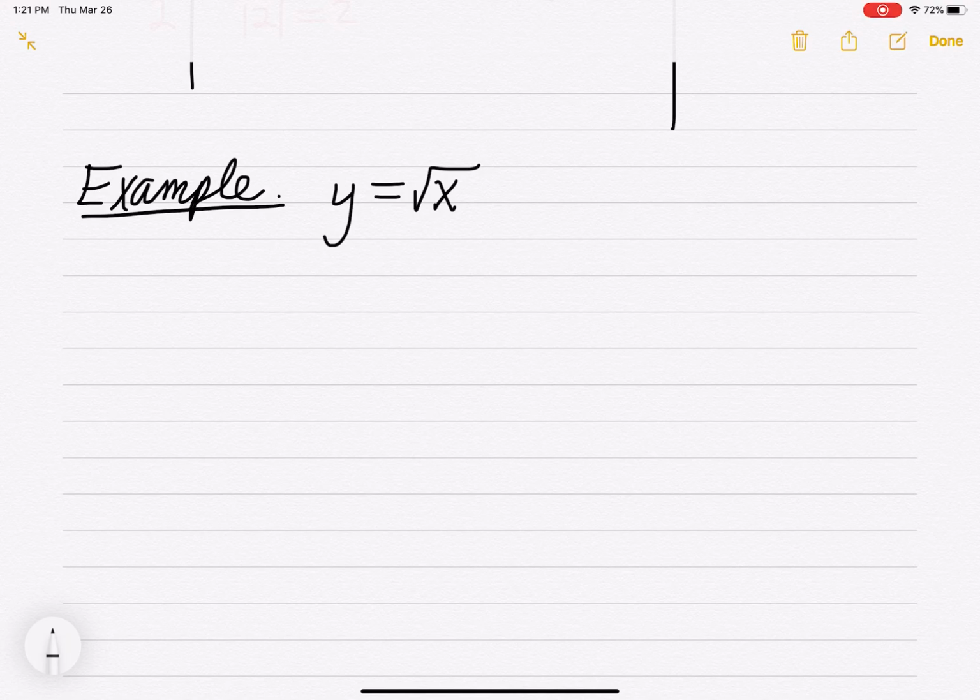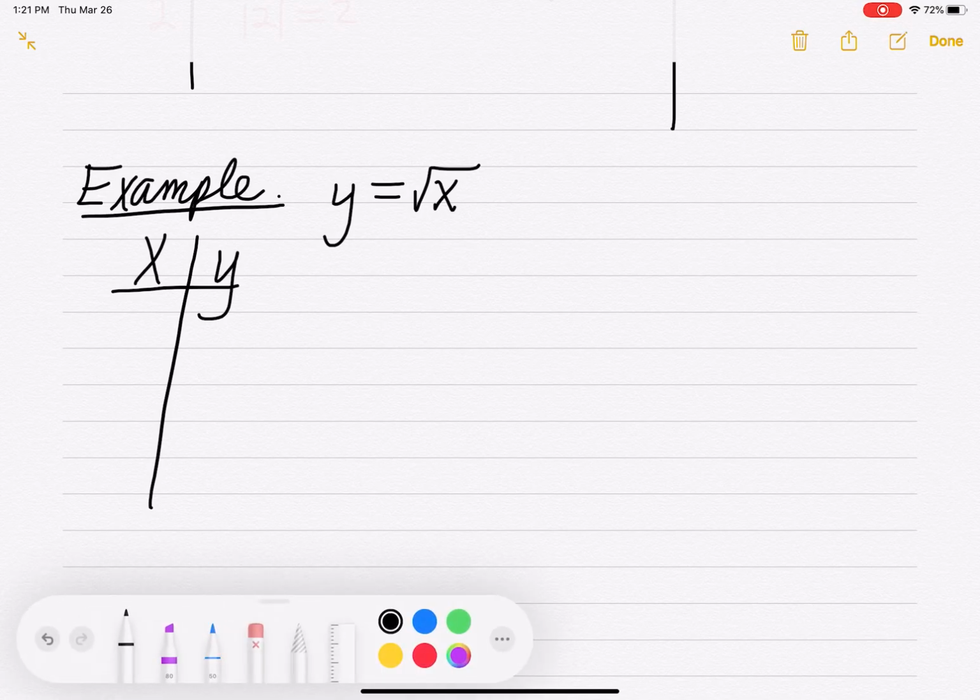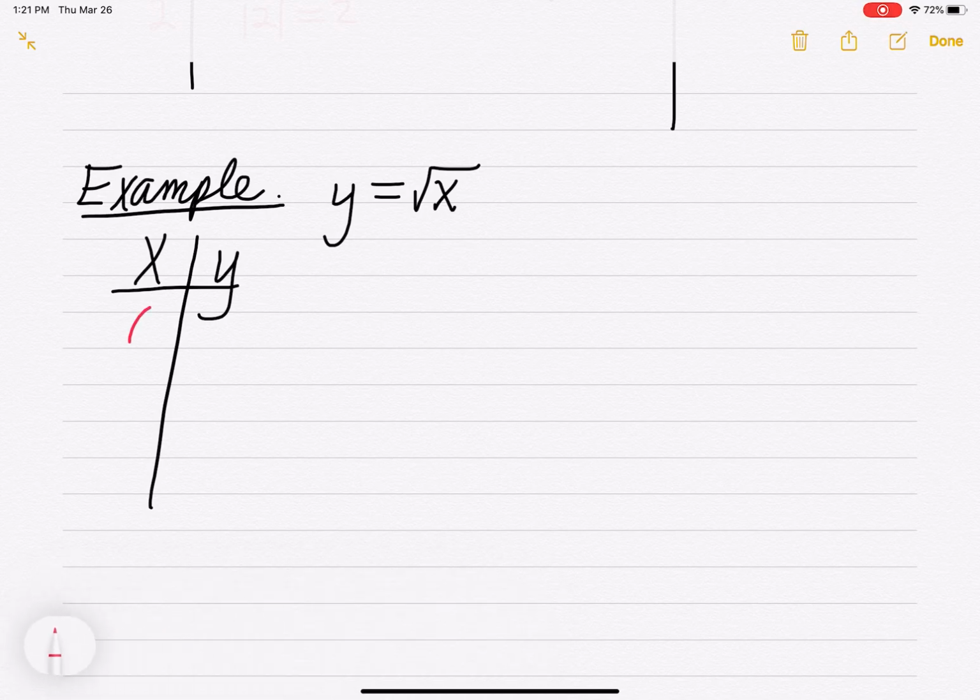When you're doing your table of values, you cannot plug in negative numbers for x, because you can't take the square root of negative numbers in the real number system. So the first number you can plug in is 0. And then let's pick 1 because you can take the square root of 1 nicely. Let's pick 4 because you can take the square root of 4 nicely. And then let's pick 9 because you can take the square root of 9 nicely.